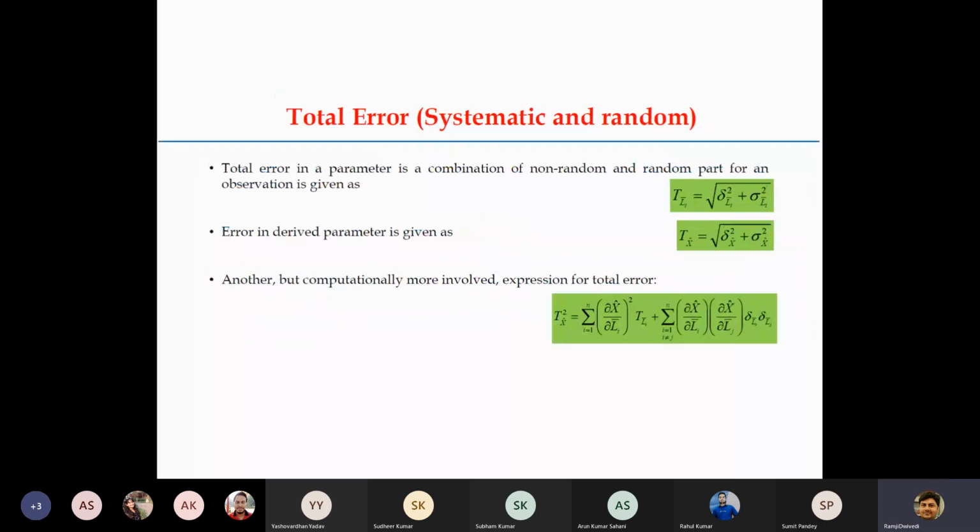So total error, that is nothing but the systematic error. There are multiple ways to represent it, and one popular way is that the total error in any observation would be represented by the sum of squares of the errors that are random in nature as well as systematic in nature. Similarly, the error in the parameters would be given by this, and we know the function, isn't it? So the way we are representing it is very simple.